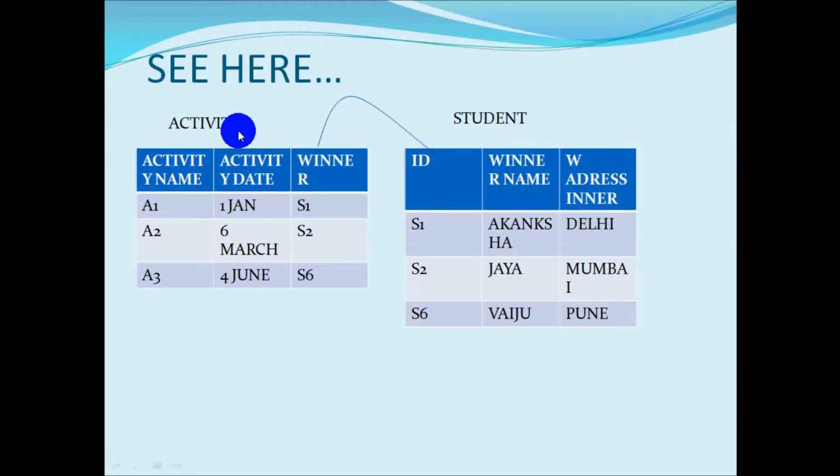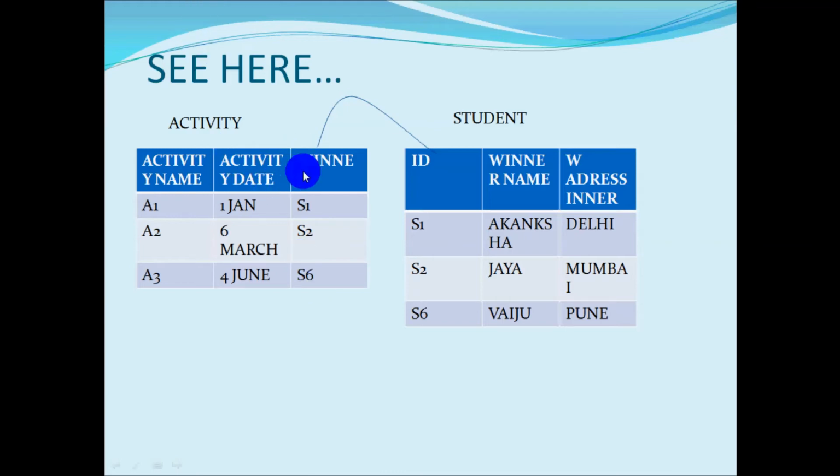So this is the activity entity type and this is the student entity type. These are the attributes of the activity entity type and these are the attributes of the student entity type. You can see here the activity name, the activity date, and the winner. Once the A1 activity is done on 1st of Jan, S1 is the winner. And A2 is the activity on 6 March, S2 is the winner. And for this one, S6 is the winner.